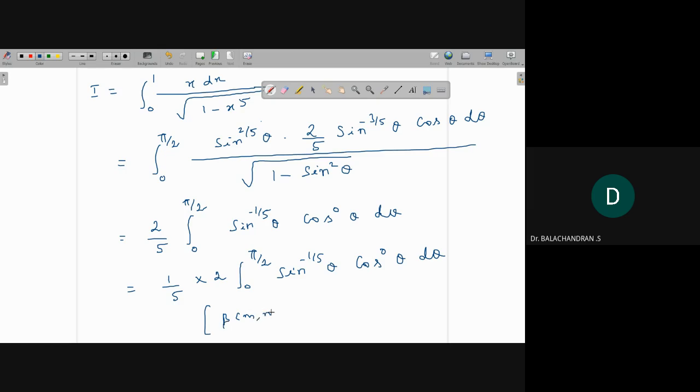Beta of m comma n is equal to twice integral 0 to pi by 2 sine power 2m minus 1 theta into cos power 2n minus 1 theta. So actually, this is the beta function in terms of circular function. So 2m minus 1 equal to minus 1 by 5, 2n minus 1 equal to 0.